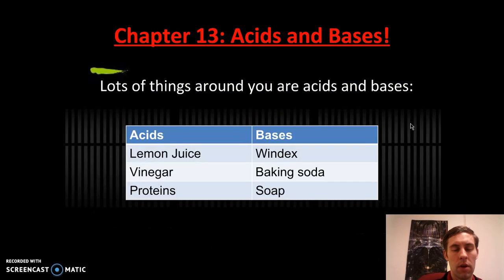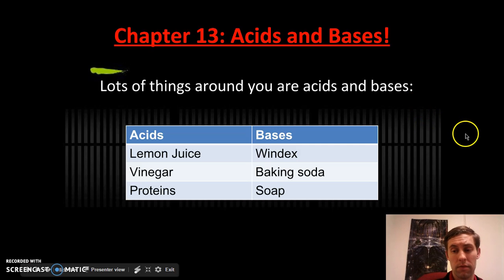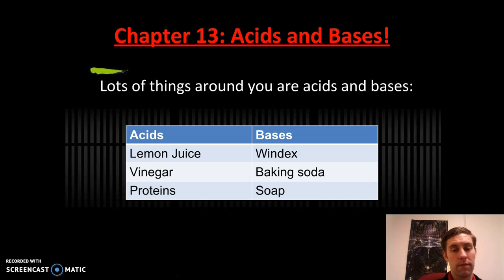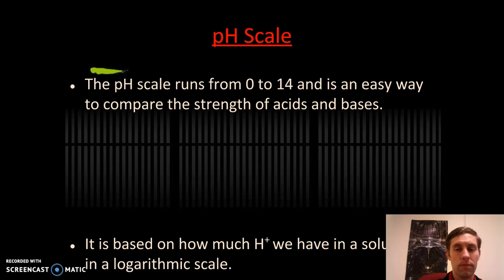Oh, there you go. So common acids are lemon juice, vinegar, protein, so things that are in meat are common acids. Then there's also things like battery acid. Common bases are Windex or baking soda, soap, are all common bases. Soap's actually made with a really strong base that'll get there. But it's used to make your own common soap.